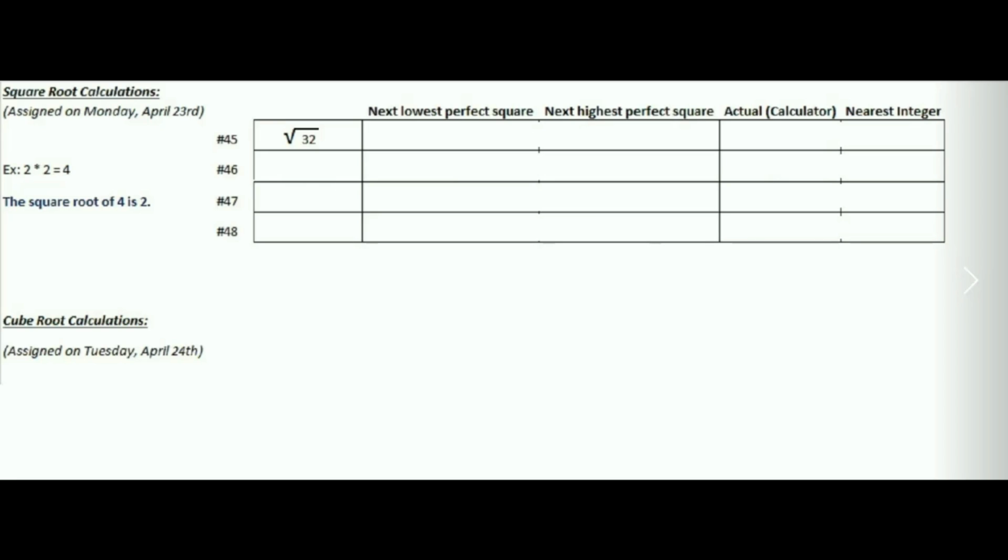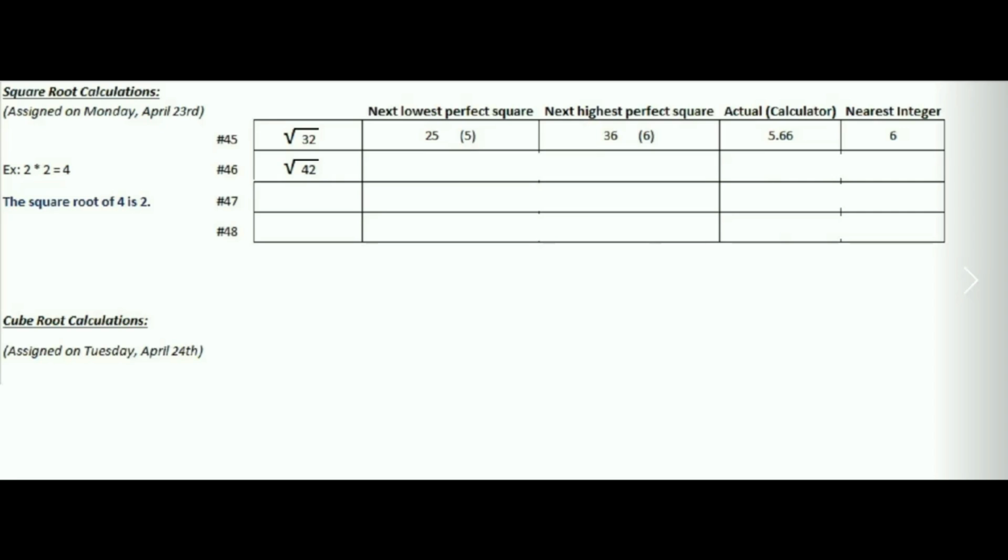If we're looking at the square root of 32, the next lowest perfect square is 25, and the square root of 25 is 5. The next highest perfect square is 36. The square root of 36 is 6. If we put the square root of 32 into the calculator, we actually get 5.66, and again I'm rounding to the nearest hundredth, and the nearest integer is 6. 5.6 rounds up to 6. That's what we're actually looking for, that nearest integer.